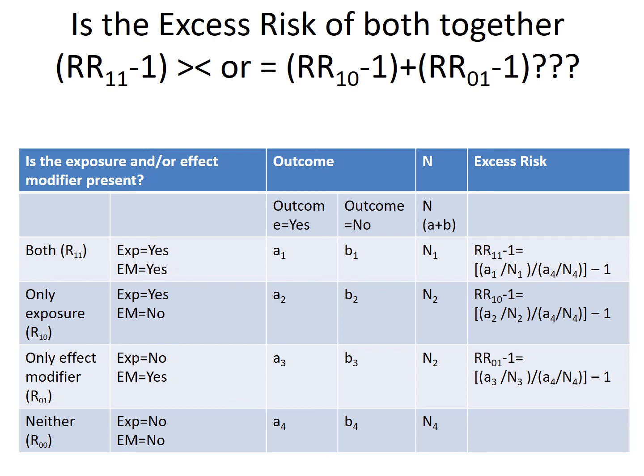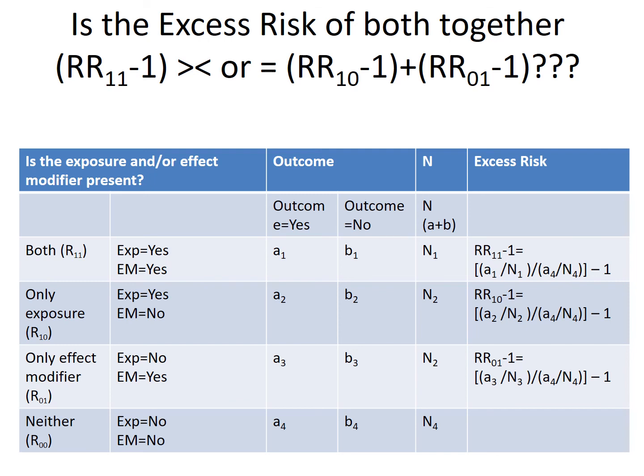If the result is less than, it's the opposite. It means that it's not amplified, there's an antagonistic relationship. They're working against each other. So the risks, the excess risk when they both occur together are much less than, or a little bit less than, what you would expect if they occurred separately.